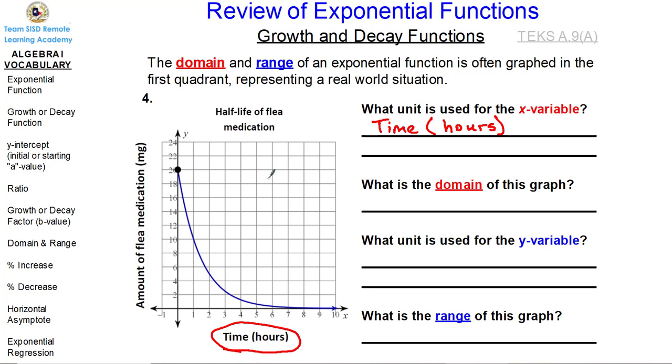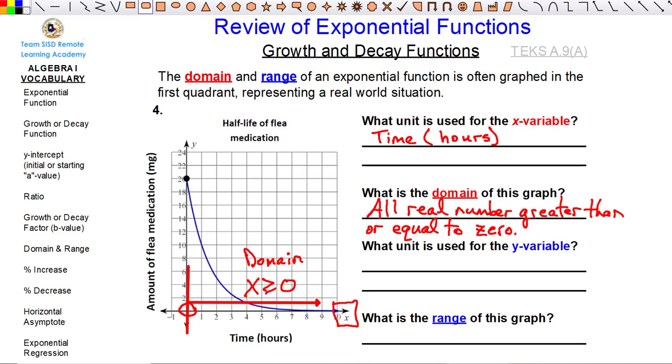Okay, what is the domain of this graph? Look at where it starts on the left, and how does it move? It's moving to the right. So how would you express that with words, and how would you express that with an inequality? Well, you're right. All real numbers greater than or equal to 0. There was a time at 0 when that medication was put into a pet, so it's or equal to 0, and it just continues on forever. That medicine will forever be in trace amounts in your pet.